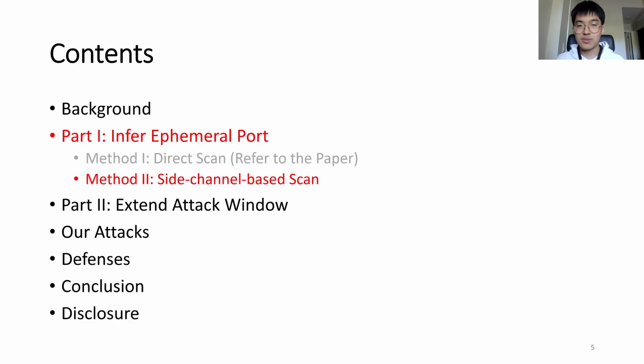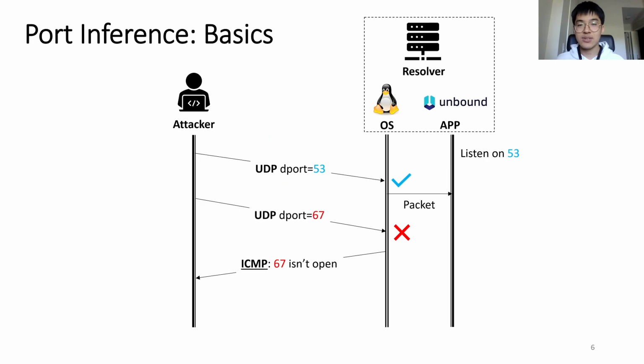So there are two problems to solve: infer the correct ephemeral port number, and reduce the responsiveness of the name server. Let's now solve the first problem. In general, inferring open UDP ports is pretty easy. Just send a UDP probe packet with its destination port set to the port you want to probe. And if nothing happens, then you are right. The probe port is indeed open.